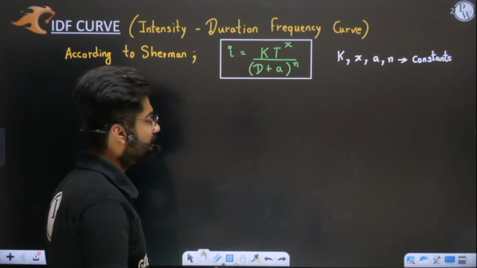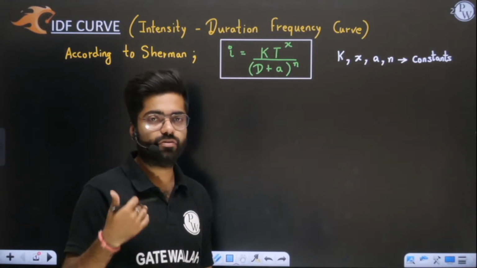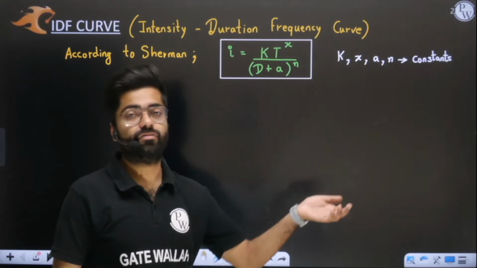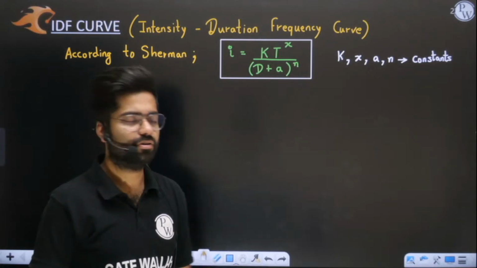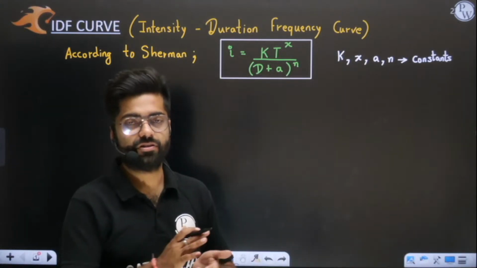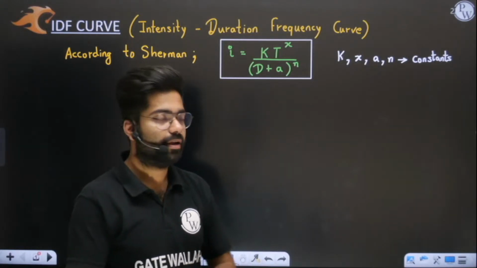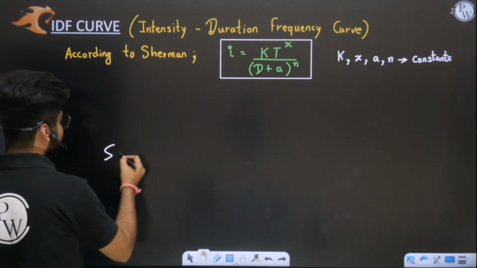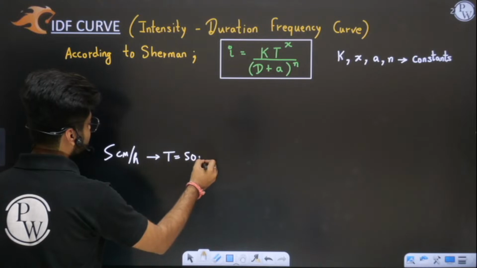You need to understand, if we have a higher intensity of rainfall, that higher intensity of rainfall will occur in a longer period of time. Its return period, its recurrence interval, will be more. Yes or no? This I have already told you. If we have higher intensity of rainfall, obviously its return period will be even more. Let us take an example. If we have 5 centimeter per hour rainfall, let us say its return period is 50 years.